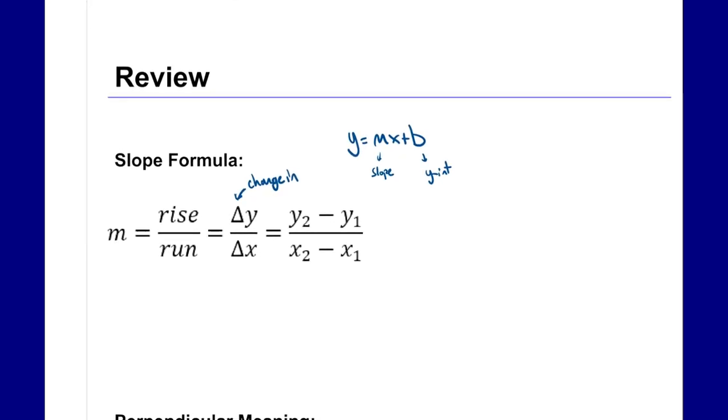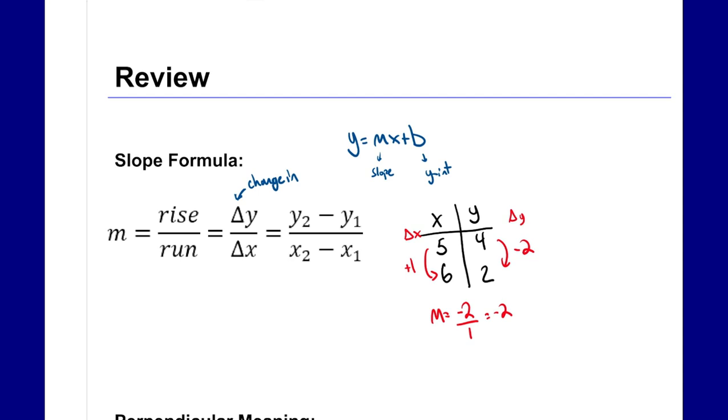So for example, let's just say we have a hypothetical table of values, x and y. We have 5 and 6, 4 and 2. If I wanted to find the change in y, change in x, or the slope, change in y would be what are the y values changing by? Well, here they go down by 2, so -2. Delta x, or the change in x, talks about what the x values are changing by. Well, they're increasing by 1. We put that together. m is equal to -2 over 1, or just -2. So that would be how you find your slope.